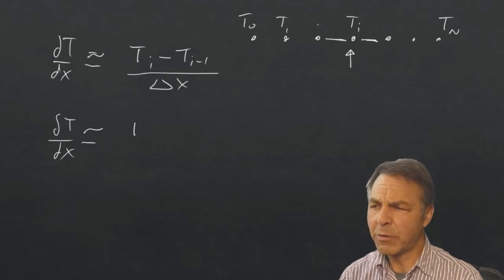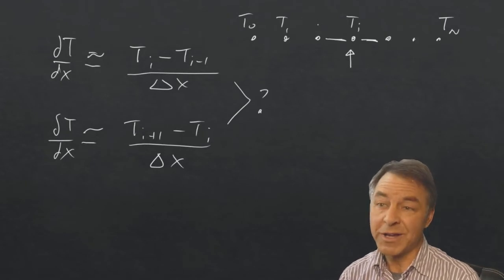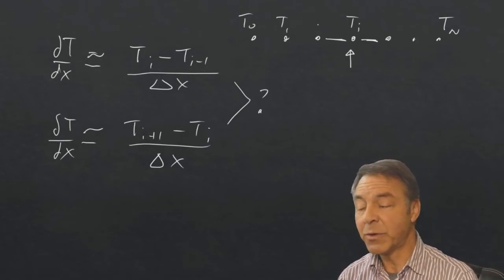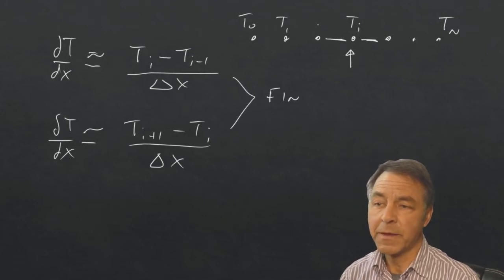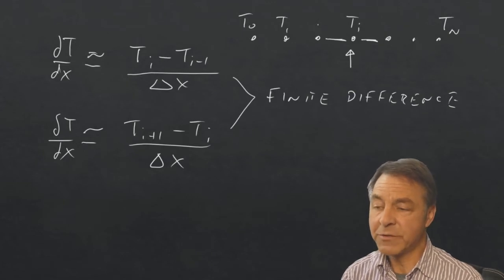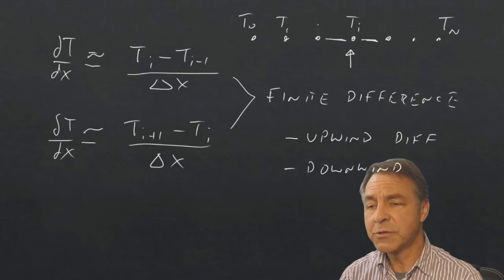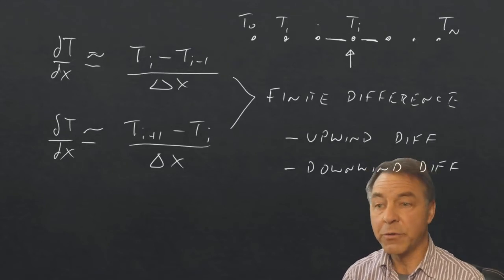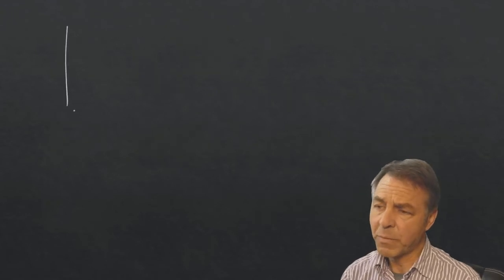Now, we have a problem because what if we use the opposite side? Which one's right? Do you use Ti plus 1 to Ti or Ti to Ti minus 1? Well, this is the finite difference method, and picking which of those makes it a finite difference solution. Those two solutions are called the upwind difference or the downwind difference method. There's also a central difference method.